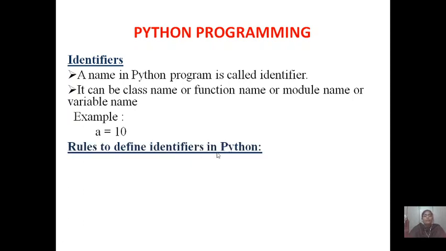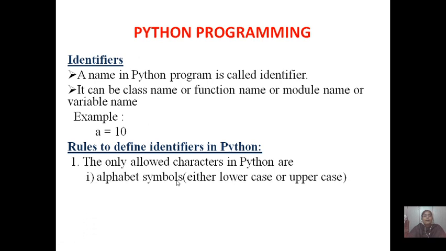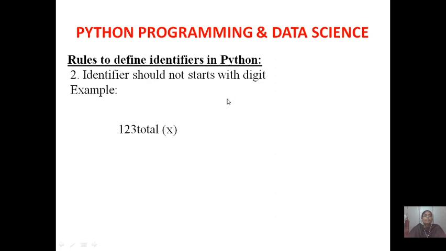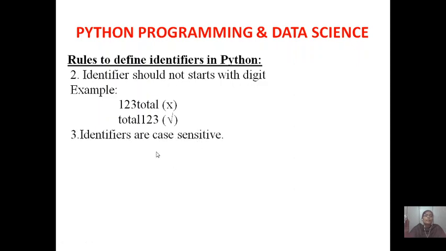The rules to define identifiers in Python: the only allowed characters are alphabet symbols, either lowercase or uppercase, digits 0 to 9, and the underscore symbol. An identifier should not start with a digit. For example, 123total is wrong, total123 is right. Identifiers are case sensitive, as I said earlier. total with a small t and Total with a capital T are treated differently.